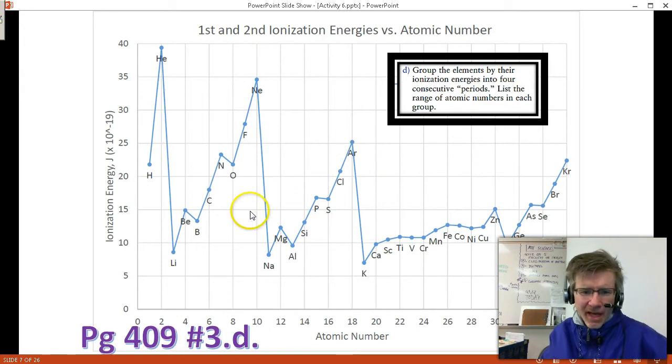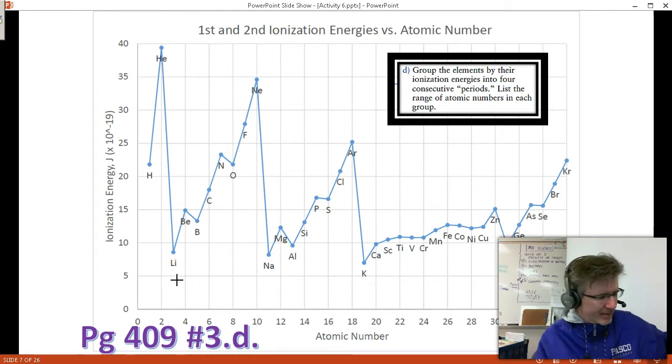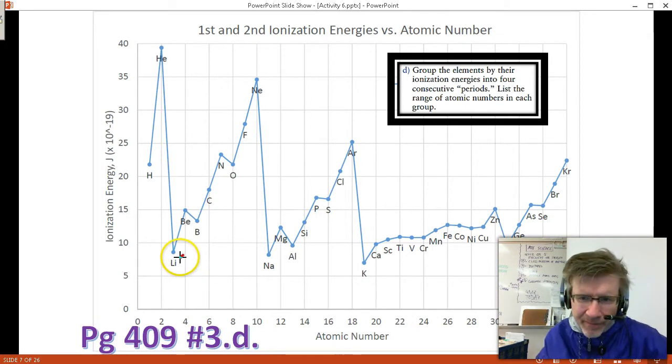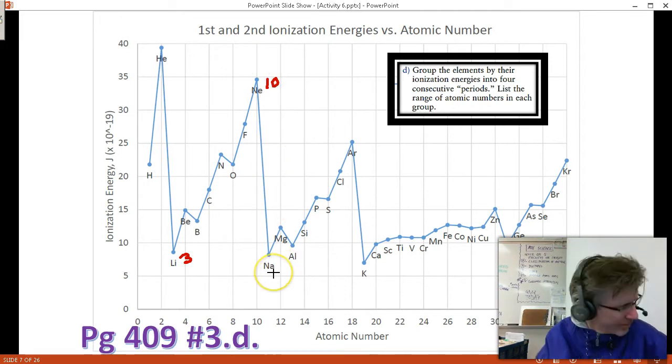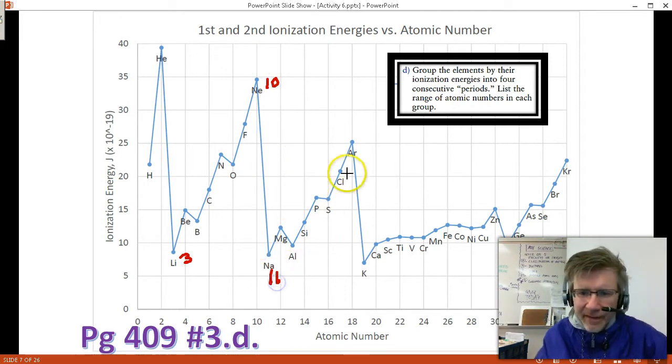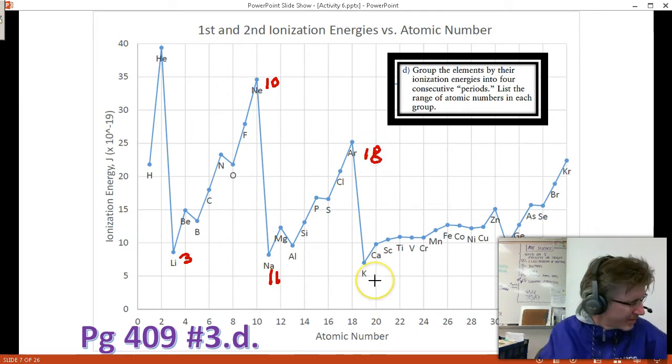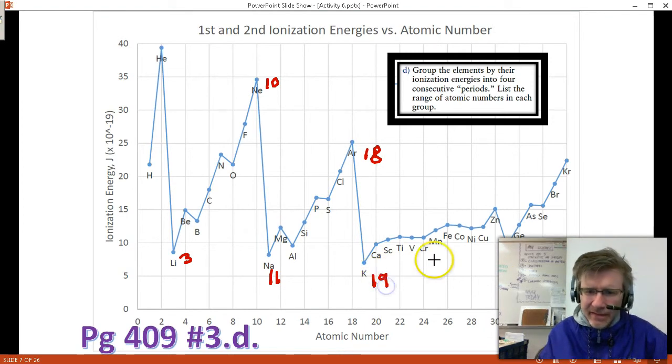Okay, group the elements by their ionization energies into 4 periods. So let's see here. What have I got? Lithium is atomic number 3. Grab your periodic table if you haven't got one. Lithium is 3. And neon is 10. Sodium 11. Argon 18. Potassium K is 19. And krypton 36.